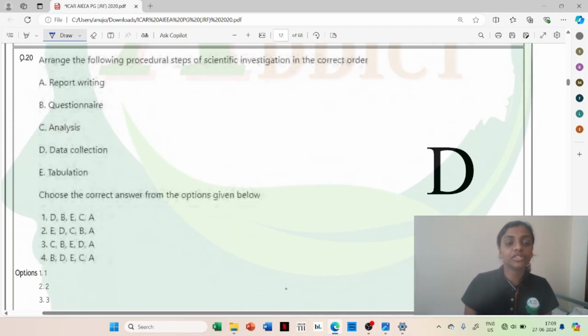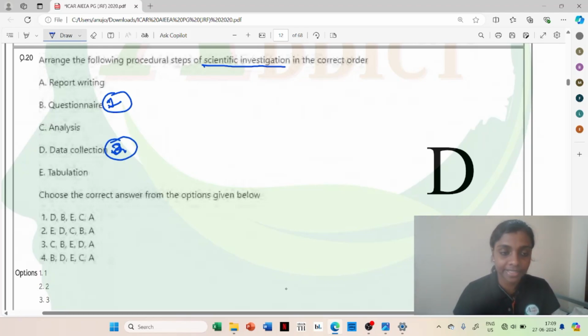Next question. Arrange the following procedural steps of scientific investigation in the correct order. Okay. Any scientific investigation will start with data collection, for which we need the questionnaire. So the questionnaire will come first, followed by the data collection, second one. After we collect all the data, we will tabulate it. We will make it into different tables for proper analysis. This tabulated data will go for analysis and we will get the result, and based on that we will write the report. So the option will be B, D, E, C, A. B, D, E, C, A option, fourth one.